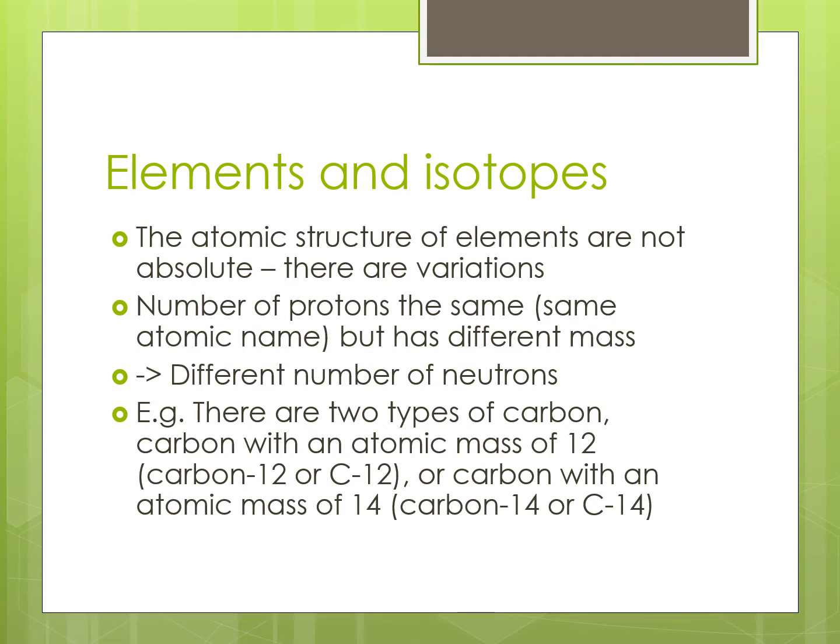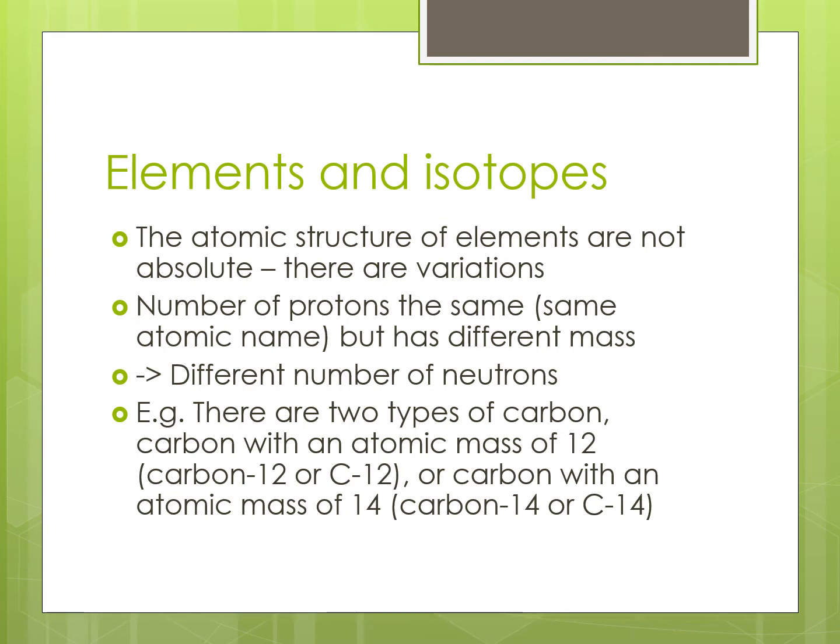Alright, so now we're going to differentiate between elements and isotopes. Like I said before, the periodic table only shows the most common types of atoms that we see. However, in nature, obviously, there are various different types. For example, if we look on the bottom, you have two types of carbon: carbon with an atomic mass of 12, or carbon with an atomic mass of 14. You might have heard about these before.